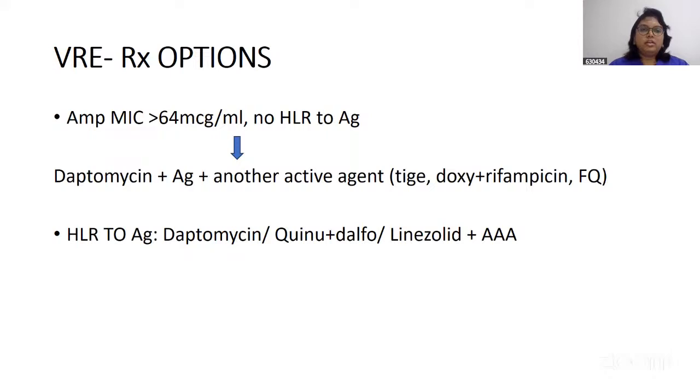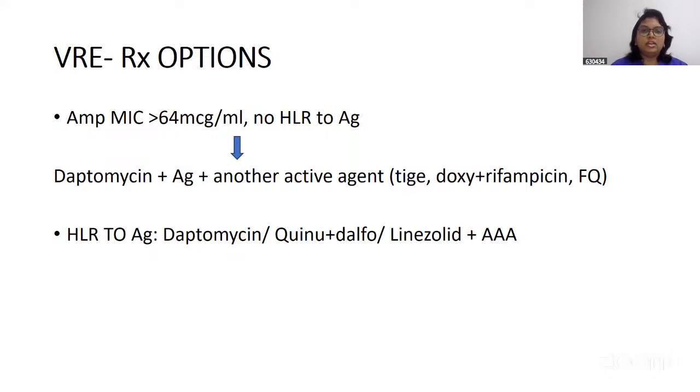Now, if ampicillin MIC is more than 64 and there is no resistance to aminoglycoside, because MIC of ampicillin is more, we cannot use that. So daptomycin along with aminoglycoside, and we have to add another active agent like tigecycline, rifampicin, fluoroquinolone. If there is resistance to aminoglycoside, the option would be daptomycin or streptogramin, linezolid along with another active agent which is mentioned here.